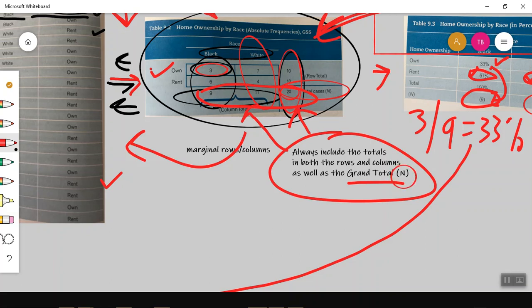So those are going to be important later on when you're making these charts. Maybe not as much for this chapter, but for future chapters, you always need those totals because those are what you're going to be able to do more complicated math with, is having these grand totals.